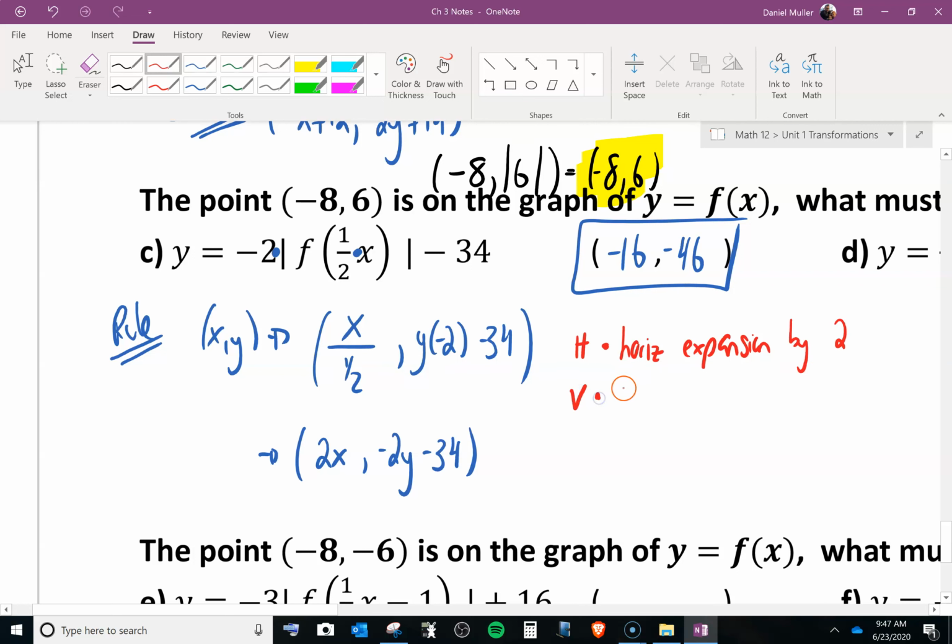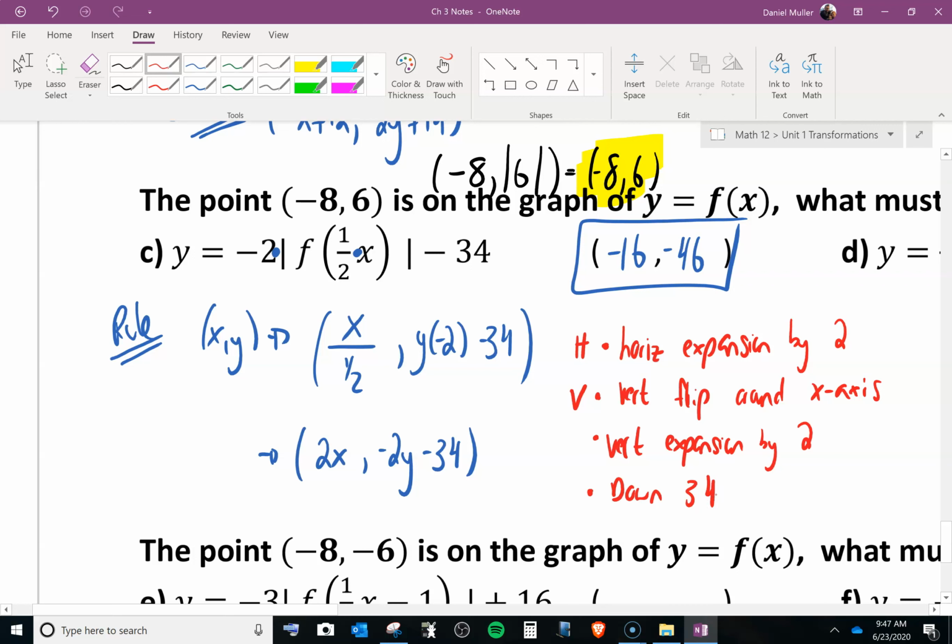So vertical, I've got a vertical flip. And you could say around the x-axis. You don't always have to say it, but it's kind of nice to say around or about or in the x-axis. So we've got the vertical flip. Now is it a compression or an expansion? We're timesing it by 2. We're making it bigger. So let's go expansion by 2. And then we also have down by 34. So those are all the transformations that are happening.